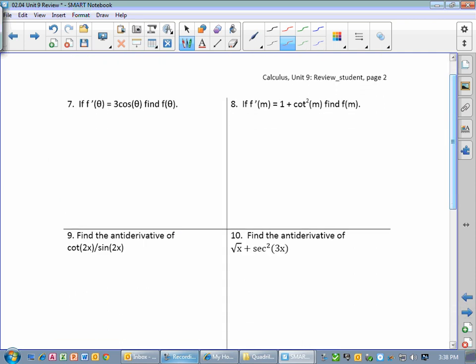Number 7, we're given the derivative of the function. That means we need to integrate 3 cosine of theta d theta. So the integral of cosine is sine, so we have sine of theta. But we have this constant of 3, so it's going to stay put. So 3 sine of theta plus c.